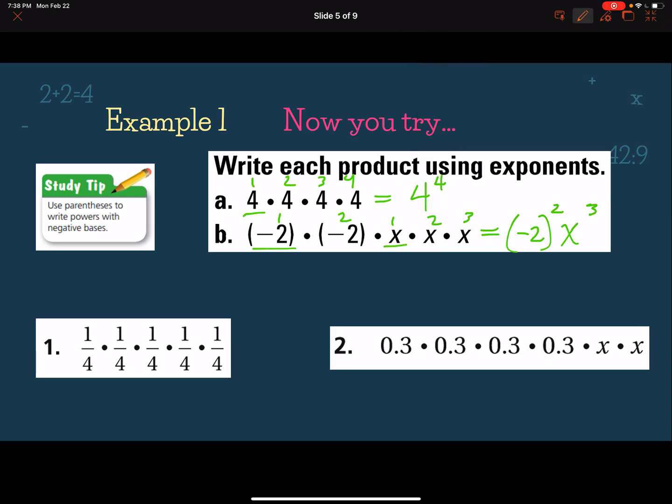Okay, number 1 at the bottom, we have a base of 1/4, and we are multiplying it 1, 2, 3, 4, 5 times, so that is our exponent. Now, you may also see a fraction written inside parentheses with the exponent on the outside. That's the same thing. Okay, number 2, we have a base of 3/10, and it's being multiplied 4 times, so that is our exponent. And we have a base of x, and it's being multiplied twice, so that is our exponent. And that is our final answer because we don't know the value of x, so we can't go any further.